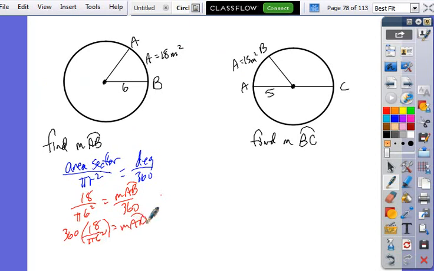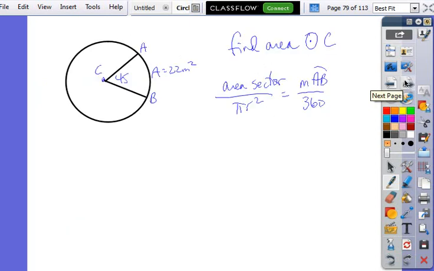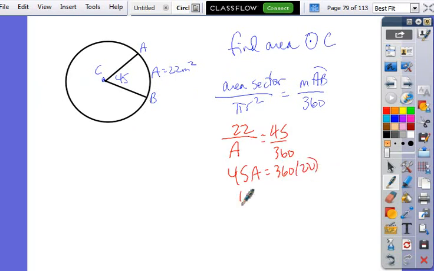Alright? If it says find the area of the whole circle, the area of the sector part goes on the top. What do I do with pi r squared? Change it to A, because that's what I'm looking for. Degree over 360. This one we've got to do the whole cross multiplying and dividing. This was on the quiz yesterday, wasn't it? Yep. This is what was on there.